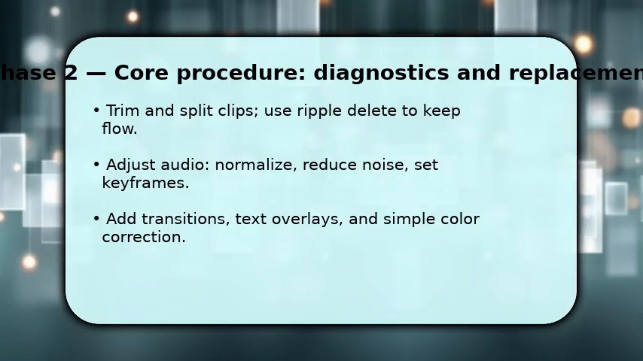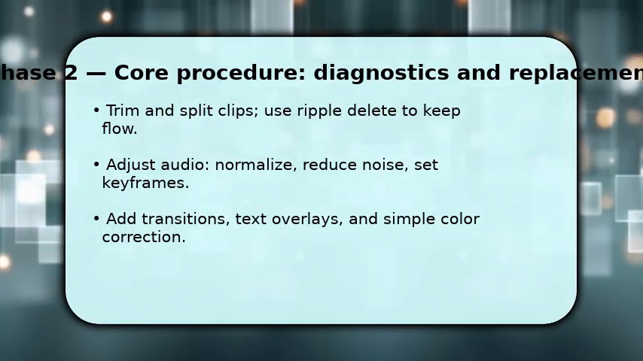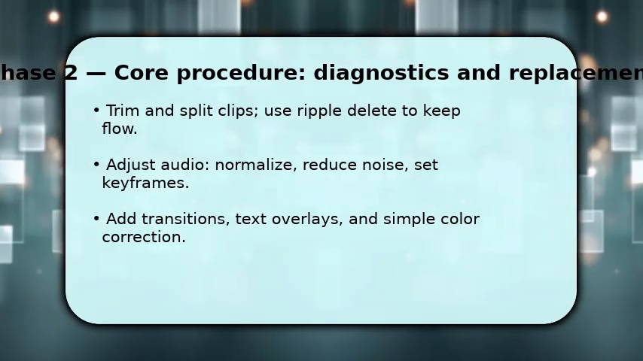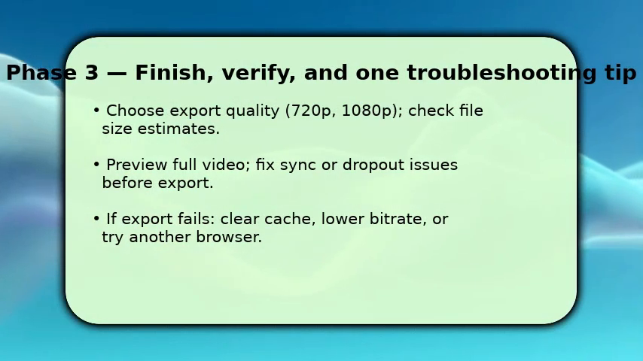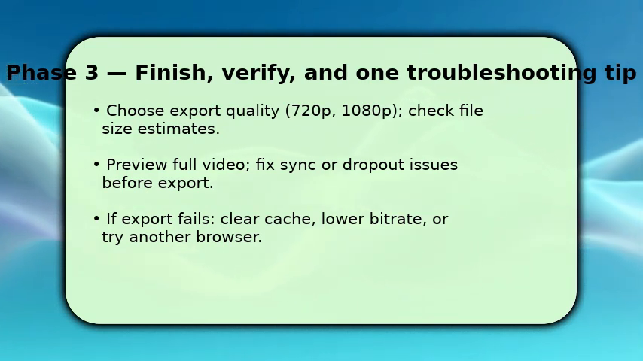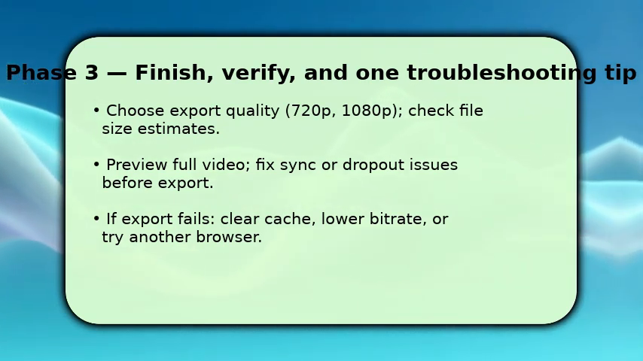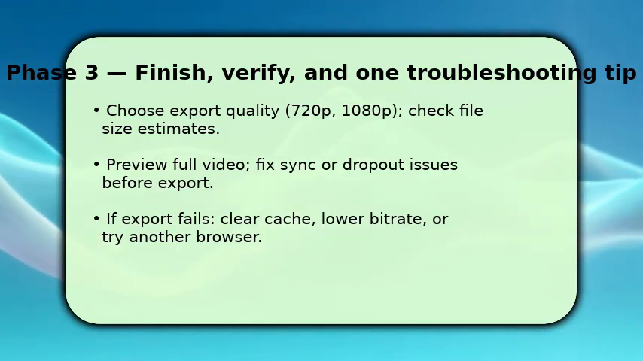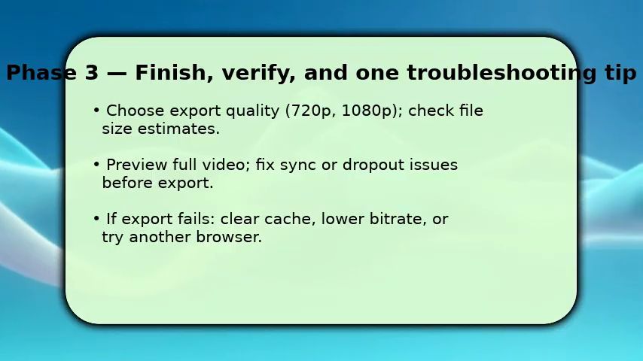Doing these steps in sequence ensures your video reads clearly and sounds professional as you build the middle of the story. Finish by previewing the entire timeline to catch sync issues or awkward cuts. Then select export settings like 1080p for clarity or 720p to save space. Make sure the estimated file size fits your upload target, and then export.